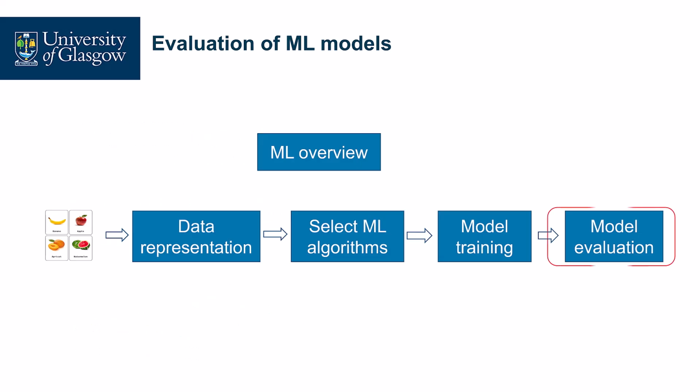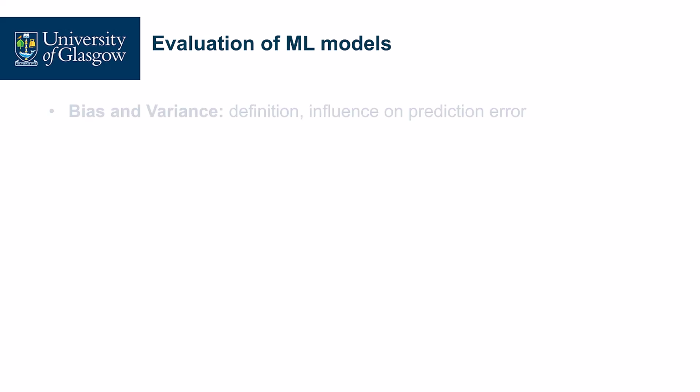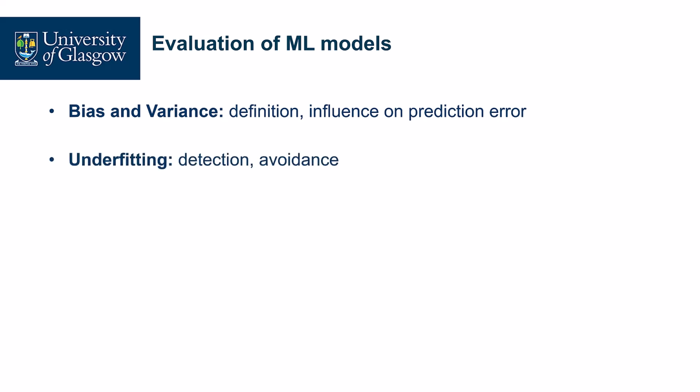So at last, we talk about the model evaluation. So we introduce bias and variance. So what are their definitions and their influence on the prediction error? Then we introduce the important concept of underfitting, so how to detect it and how to avoid it. The same happens to overfitting.